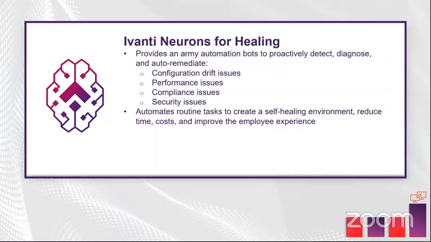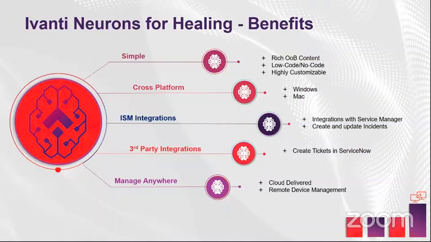Neurons for Healing provides bot technology to constantly detect and diagnose issues within your wider estate and then auto-remediate. Configuration drift, performance issues, compliance and security issues all will often be detected and self-healed in a fully automated way. Neurons for Healing once again provides a very simple interface with lots of out-of-the-box content that can be extensively configured without coding. Integrations into third-party systems widens the scope beyond just Ivanti products and provides cover for devices wherever they are, whether they're outside your VPN, in the home office, or even connecting via a mobile phone connection.